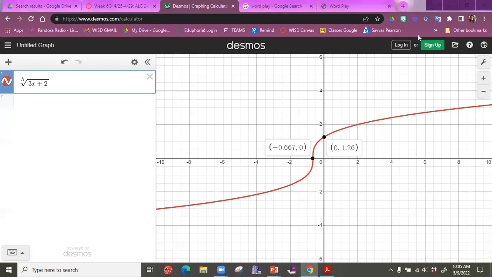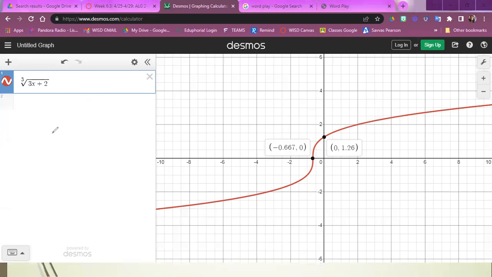Okay, let's see how we did. Our intercepts are pretty obvious, right? So you have your x-intercept and you have your y-intercept. Okay, on our previous example, it had 3 x-intercepts and 1 y-intercept. So a cube function or a cube root function can have up to 3, right? But does it have to? No, okay.